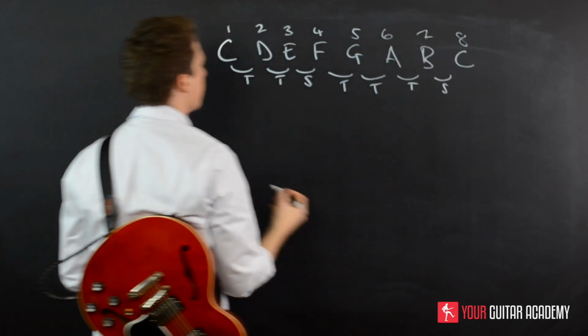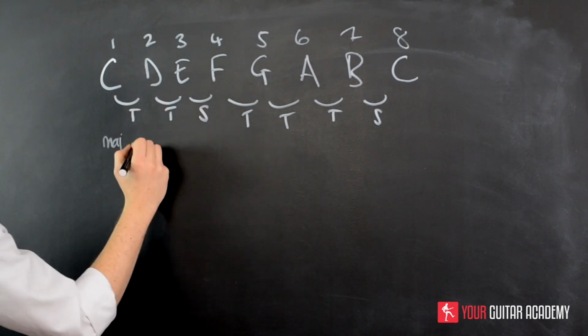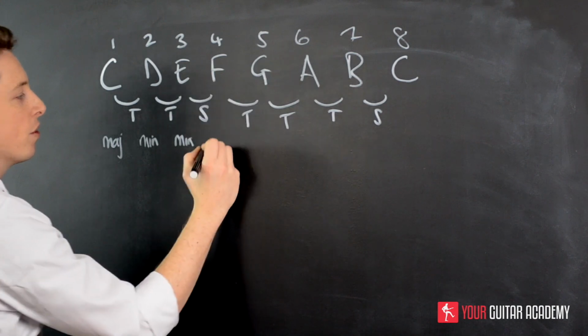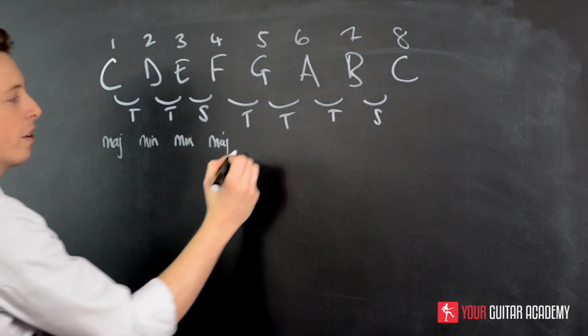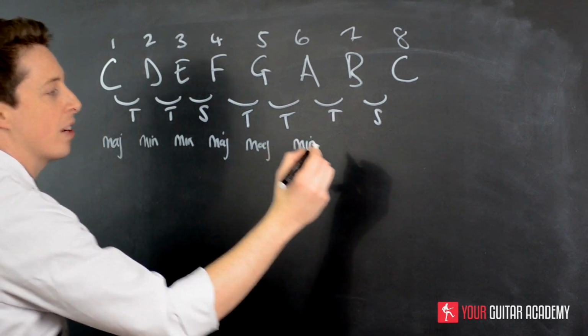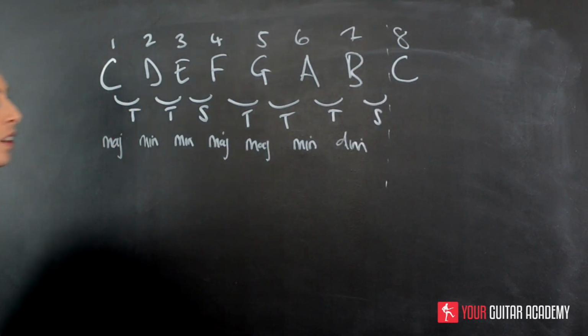That was very important because we said, well, with the first one, we always have a major chord. With the second, it's always minor. With the third, it's always minor. With the fourth, it's major. Fifth, it's major. Sixth, it's minor. And seventh is diminished, okay? And then kind of back to the start again, okay?